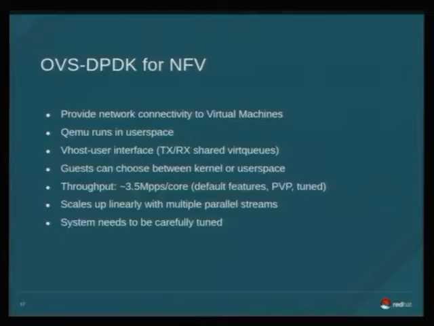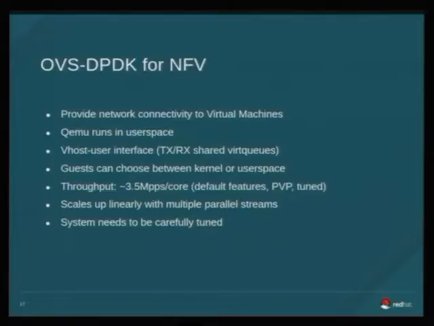the host side. The throughput is about 3.5 million packets per second per core. Default features enabled in the PvP scenario. The system is not heavily tuned. But since this is very CPU bound, and it depends very much on the platform you have, the CPU you have, if you have a high-end system, most probably you get a better number than I have here.